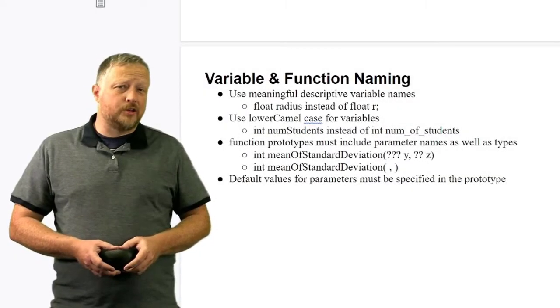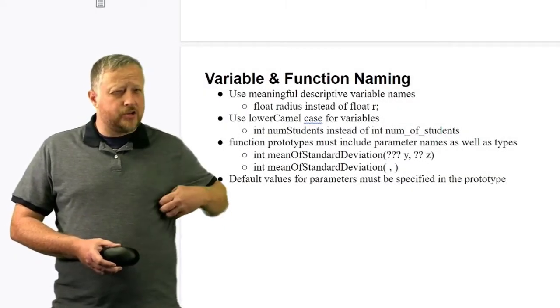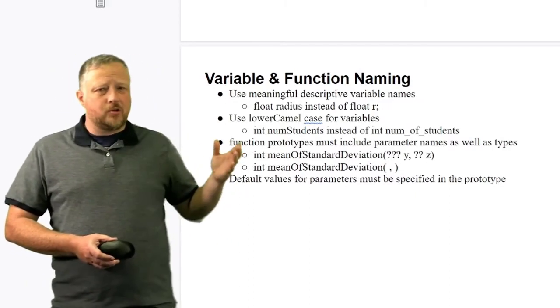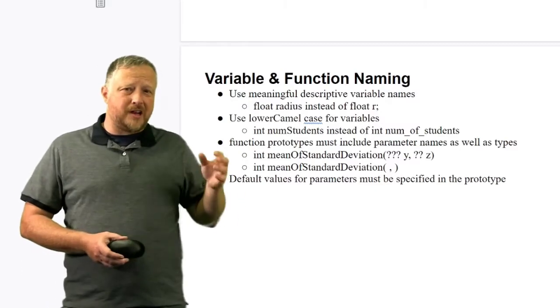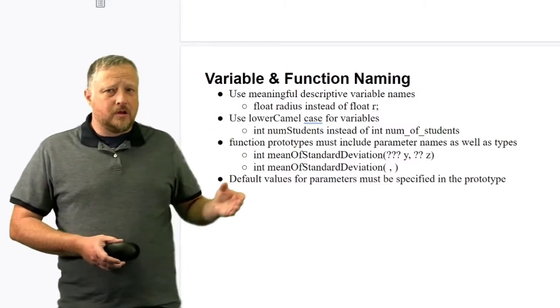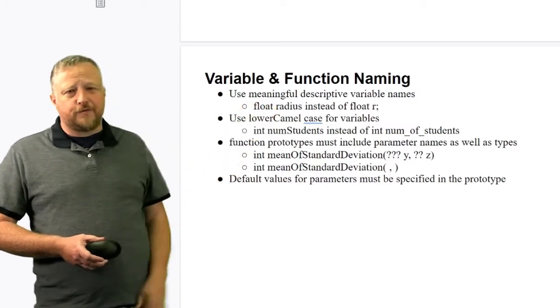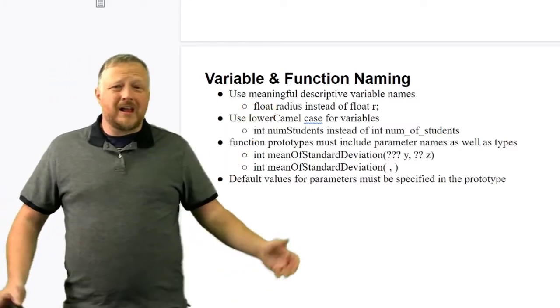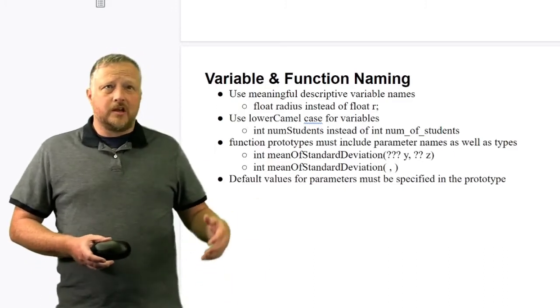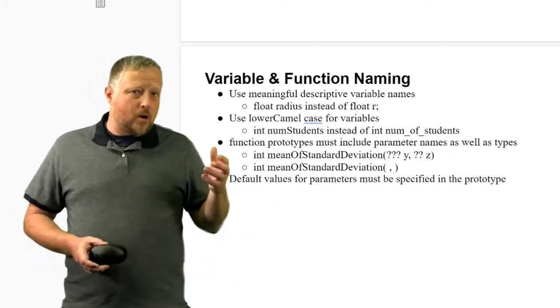Now this one is also kind of given to you. You should have learned this in your intro programming class. Make sure that your variables and your function names make sense and that they're meaningful. Like float radius instead of float r. What the heck is r? Is r radius? Is it rotations? Is it whatever? We have no idea what r is.